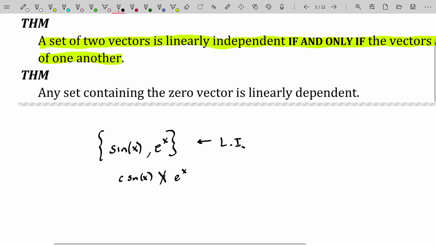All right, continuing on, the very last theorem there: any set containing the zero vector is linearly dependent. That will be incredibly helpful as we move into very abstract sets of vectors.